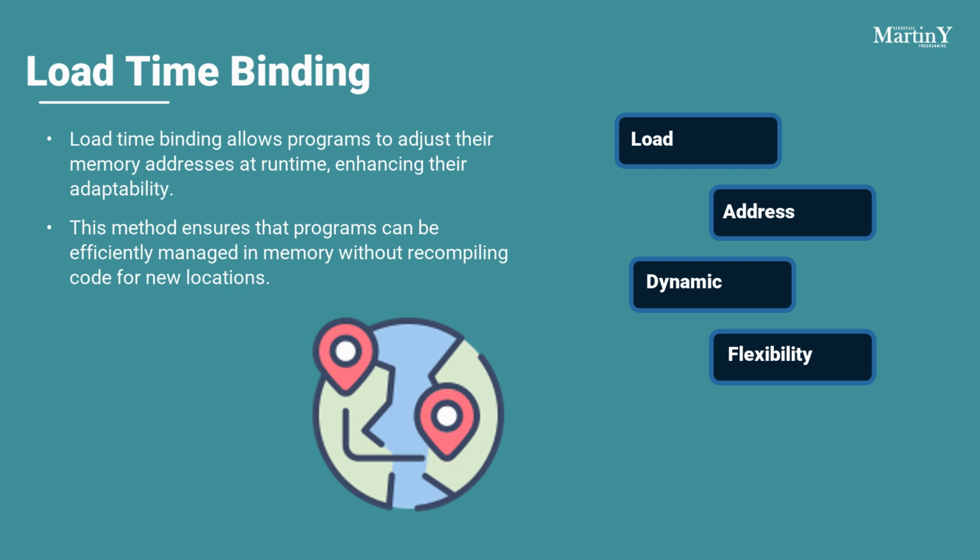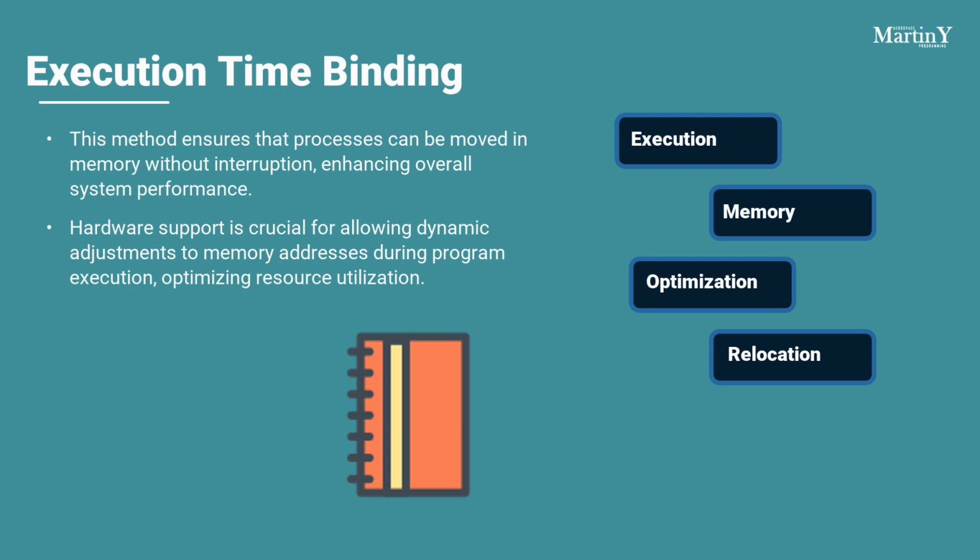Finally, there is execution time binding, which occurs when the program is already running. This most flexible method allows the operating system to relocate processes while they are executing. Special hardware support is required for this type of binding, as the operating system can change the physical memory address of a process while it is executing without halting the program. This feature can optimize memory usage and improve the performance of the overall system.